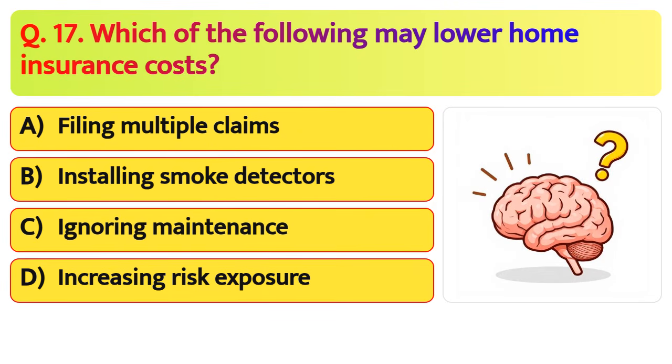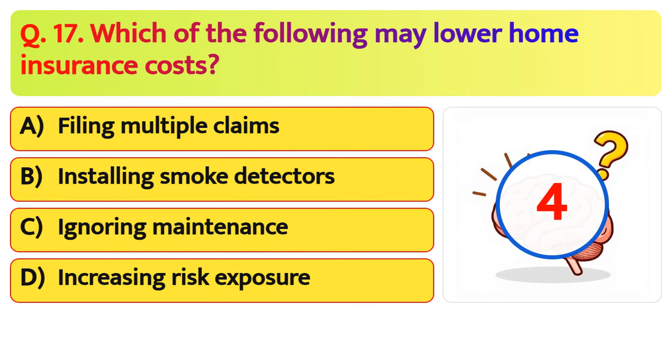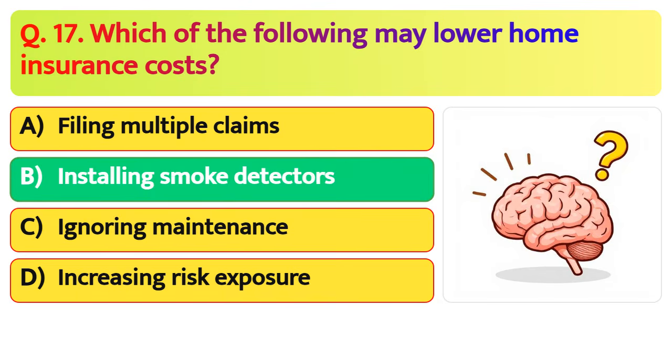Question 17. Which of the following may lower home insurance costs? Option A. Filing multiple claims. Option B. Installing smoke detectors. Option C. Ignoring maintenance. Option D. Increasing risk exposure. Correct option is installing smoke detectors.